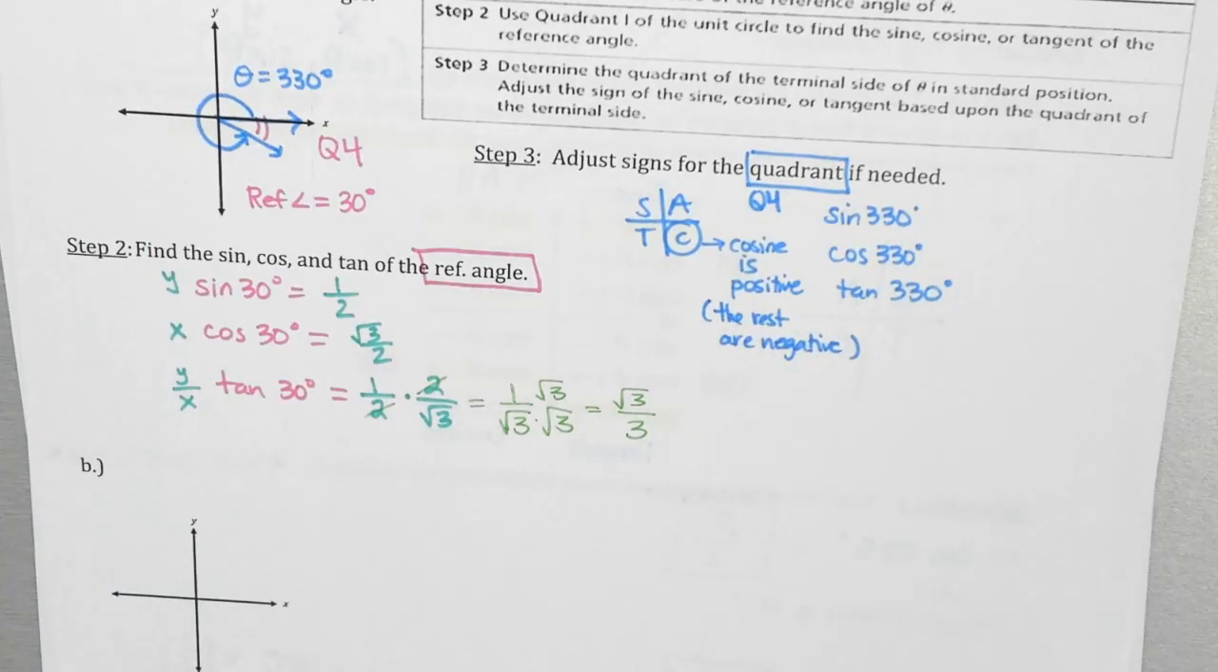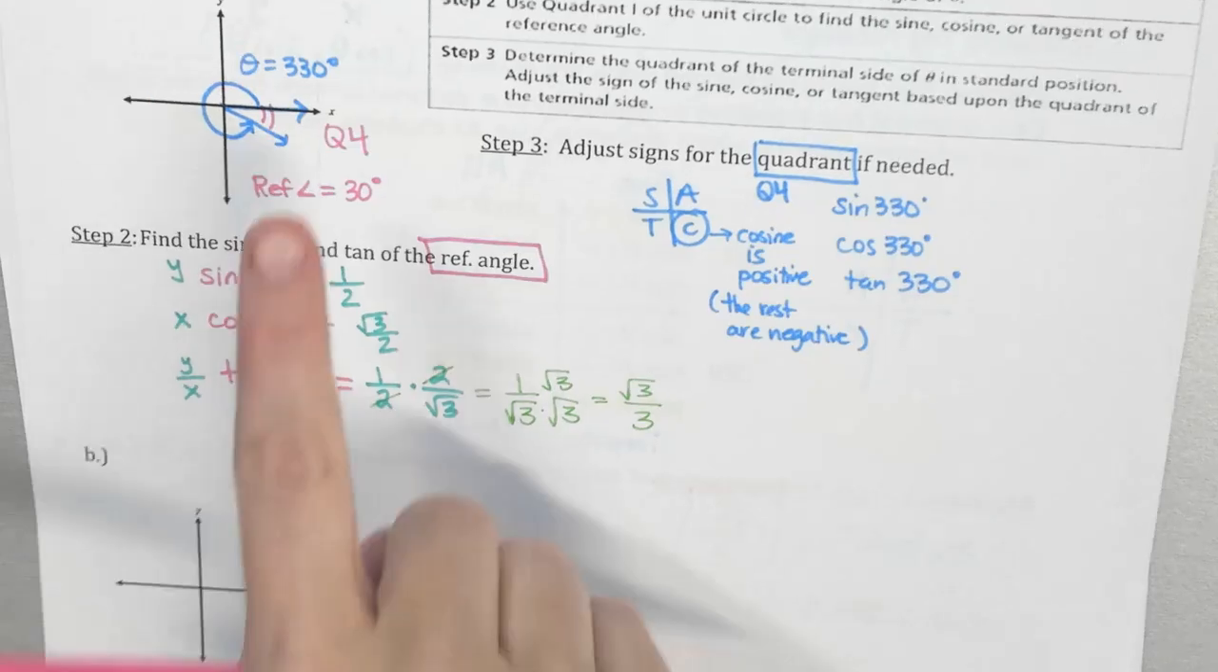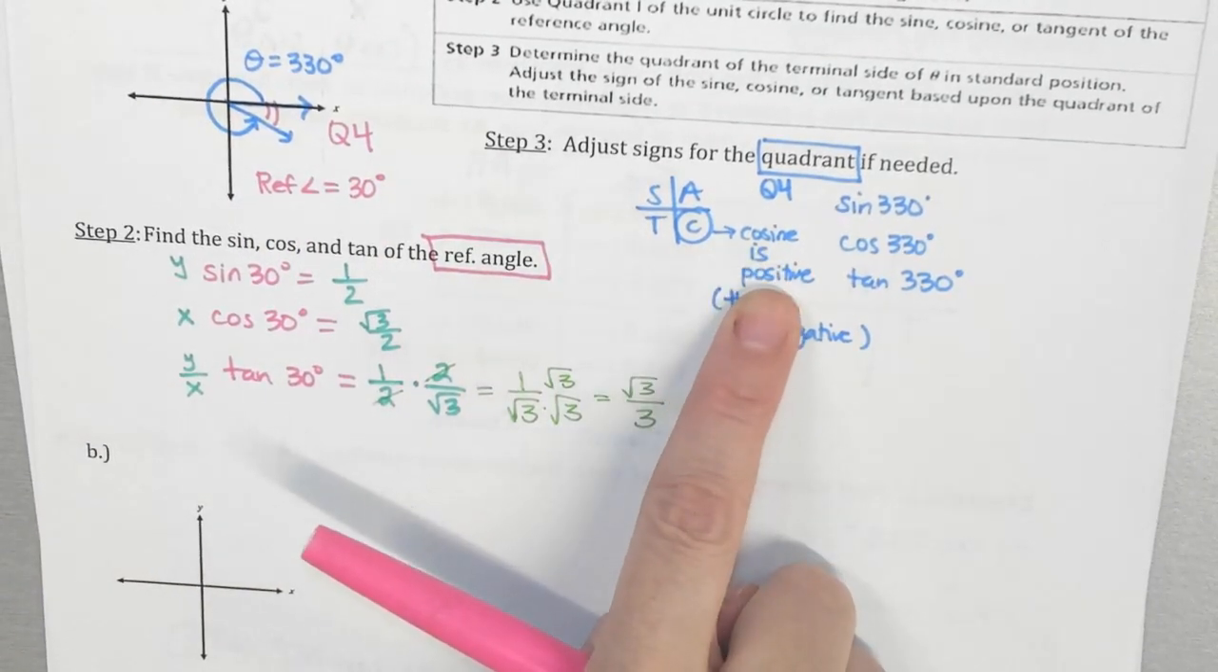Okay, so the cosine is the only one that's going to be positive here. The rest of them are going to change to negatives. Okay, so you adjust for the quadrant. If it's quadrant 4, cosine is positive.